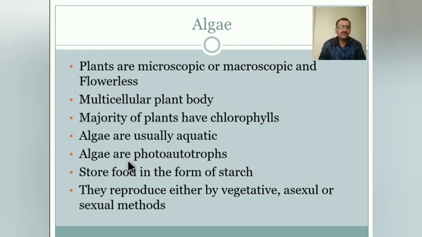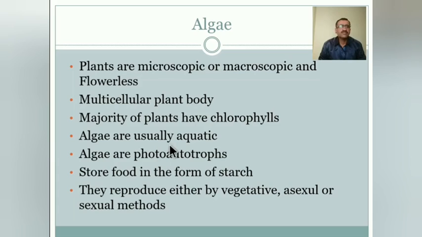Next, algae are photoautotrophs. It is another important character. Photo means light. Autotroph means they produce their own food material. Organisms that produce their own food material in the presence of light are known as photoautotrophs, and all algae are photoautotrophs. All the green plants are photoautotrophs because in the presence of light and chlorophyll pigment, they produce their own food material.